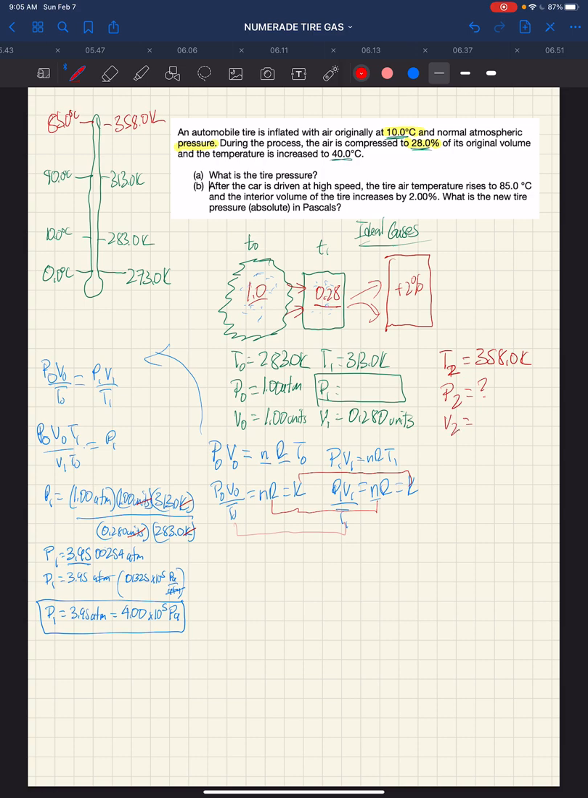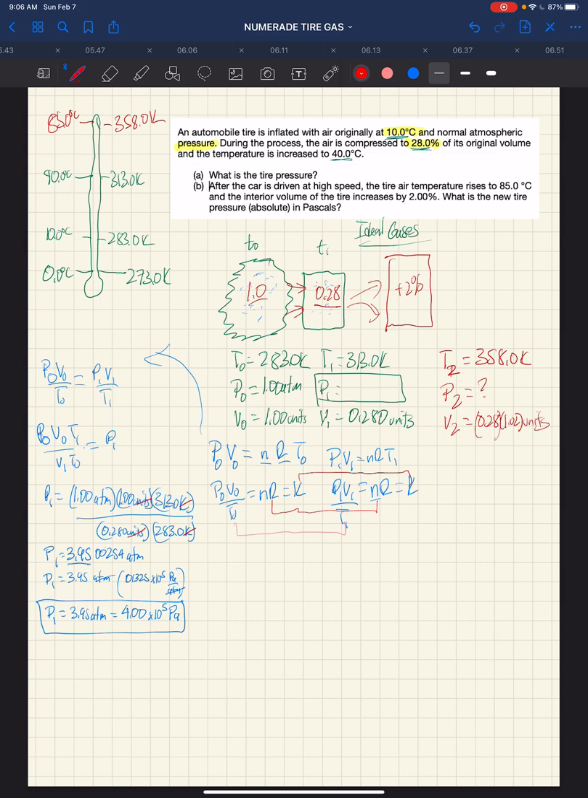Now, it could be confusing in this case. Are they referring to the 2% as in there was 100% initially, and it's 2% more, so it's now 102%? And so we have to read very carefully into that. The interior volume of the tire, and so that volume of the tire is 0.28, that is going to increase by 2%. So that volume is going to be 0.28 times 1.02 units. So again, we're looking for P2.